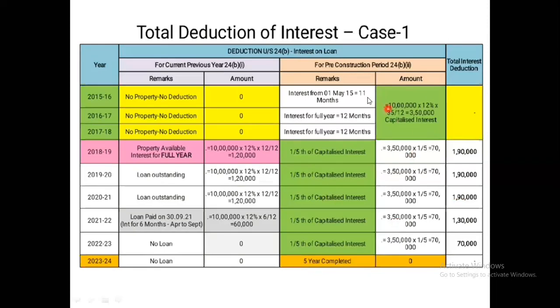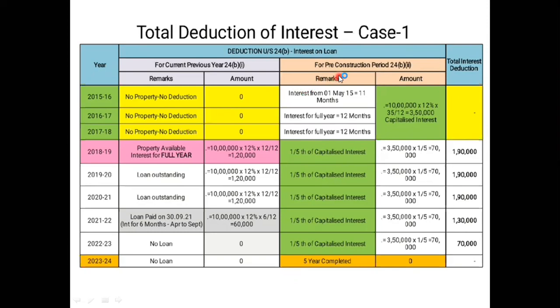Now, this particular table will help you understand how interest can be claimed over a successive period of time. Okay, now that we have learned how to calculate the pre-construction period interest and the current previous year interest, let us see how this amount can be claimed in different series of years.